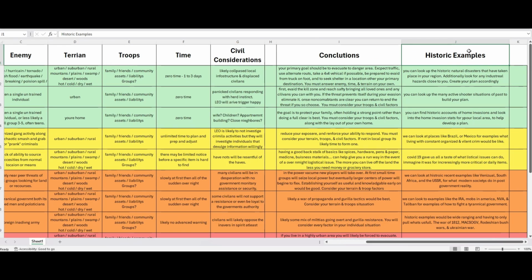All right, our goal is to protect our family. Often holding a strong point rather than doing a full home clear is best. You must consider your troops and civil factors along with the layout of your own home. Historic examples: you can find historic accounts of home invasions and look into the home invasion stats of your local area to help develop a plan.